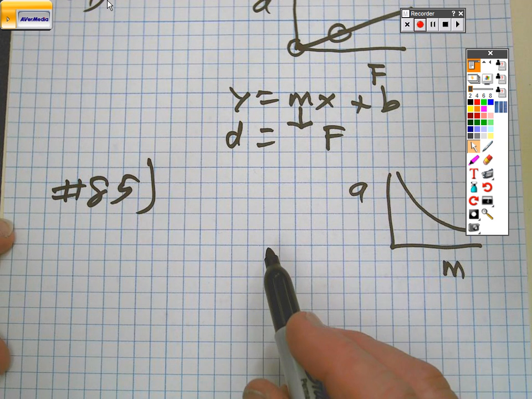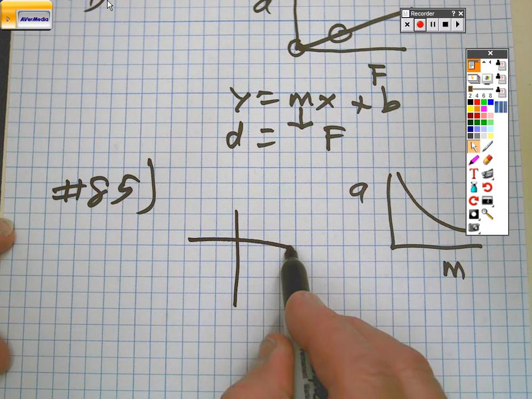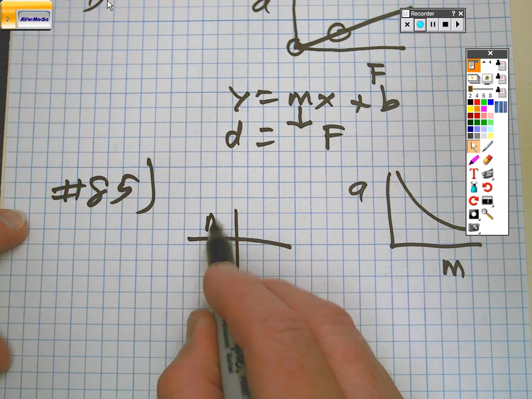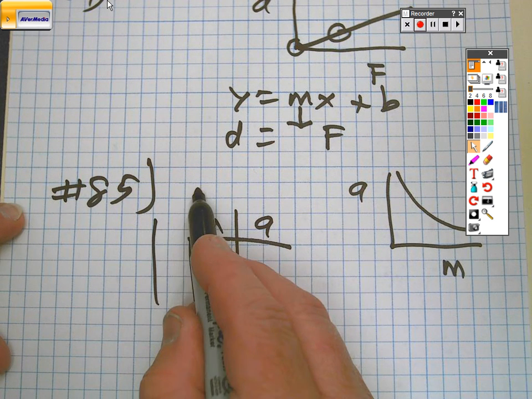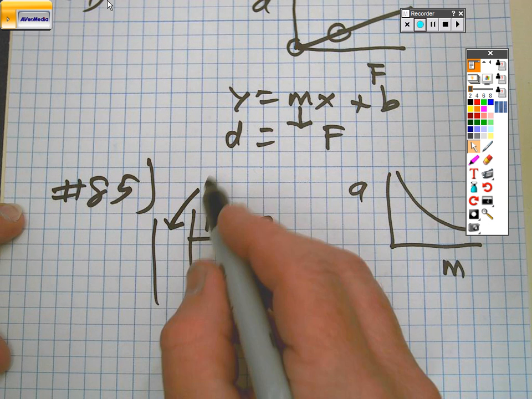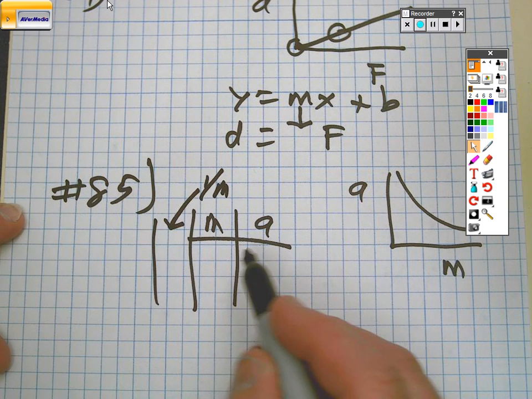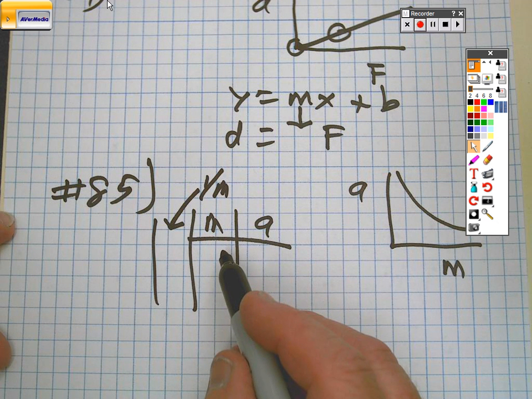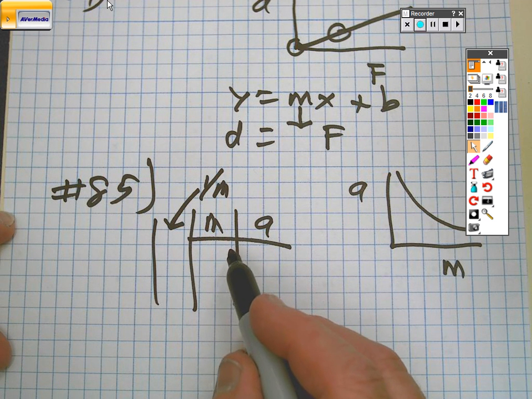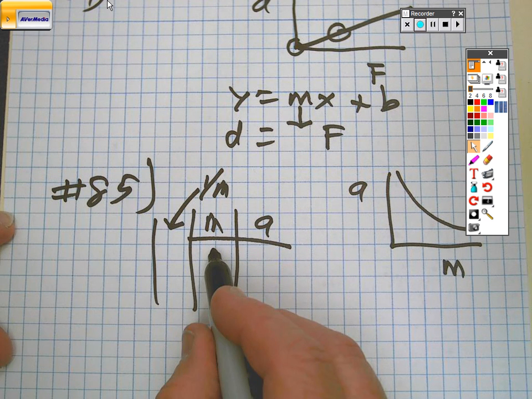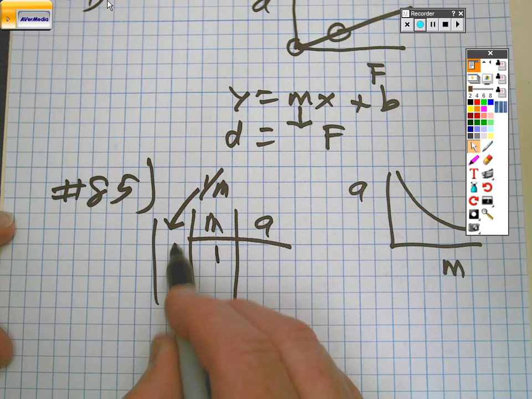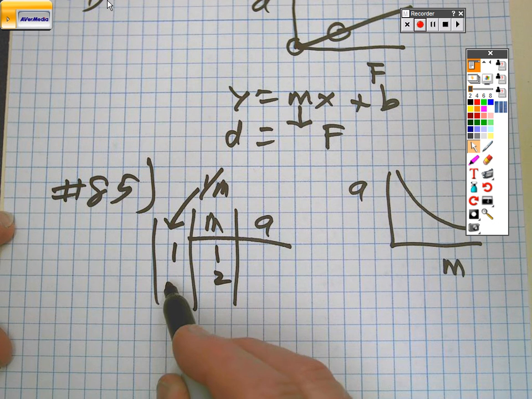To make a new graph, what you should do is take your numbers for the mass and the acceleration, and you need a new spot right here, and there goes 1 over the mass. So we're going to have acceleration versus 1 over the mass, whatever the mass is. I can give you an example: let's say the mass is 1, 1 over that is 1. 2, 1 over 2 is 1/2, which is 0.5, and go on like that.